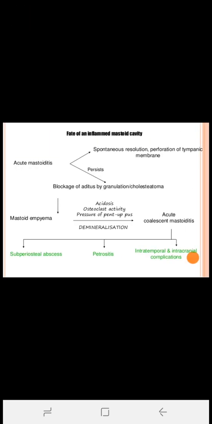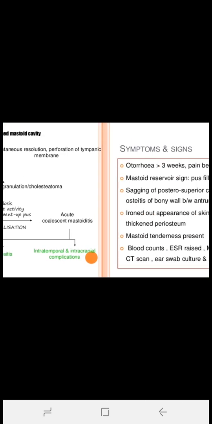Now, what is the fate of the inflamed mastoid cavity? In acute mastoiditis, if we give antibiotics, there will be spontaneous resolution, with perforation of the tympanic membrane. If the acute mastoiditis persists, there will be blockage of the ostium by granulation tissue or cholesteatoma. So there will be collection of pus within the mastoid antrum, so mastoid empyema will be there. And if it persists, there will be demineralization, acidosis, osteoclast activity, and pressure of pent up pus. Acute coalescent mastoiditis will be there. Then from that condition there will be subperiosteal abscess, petrositis, and intratemporal and intracranial complications may arise.